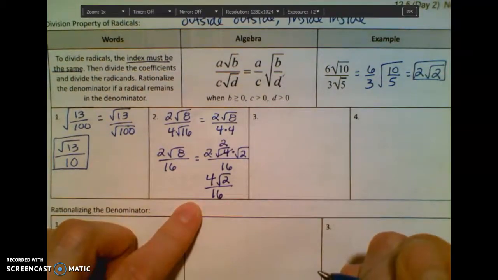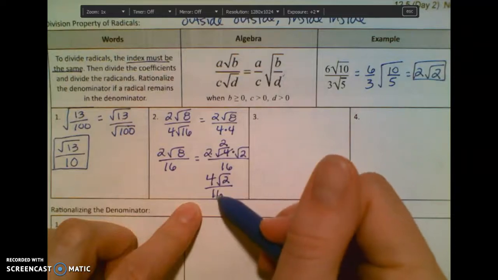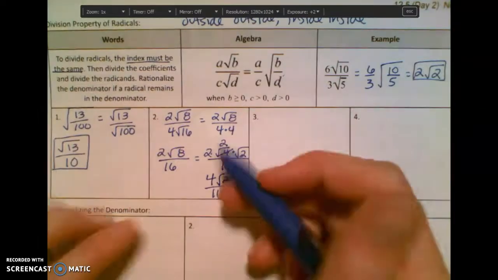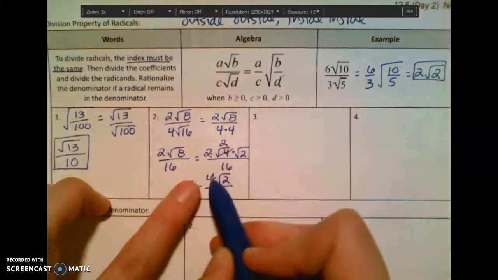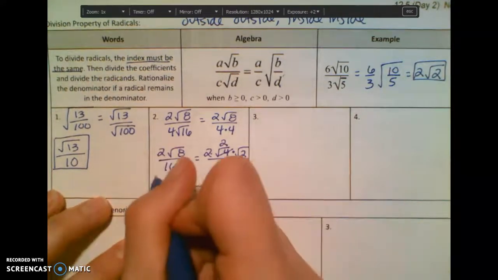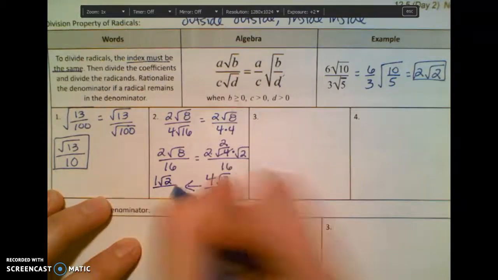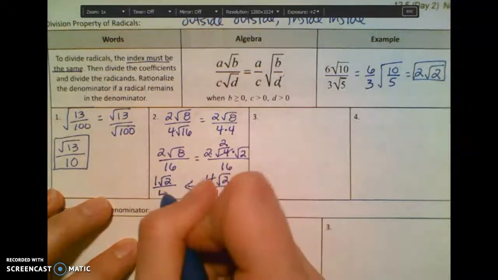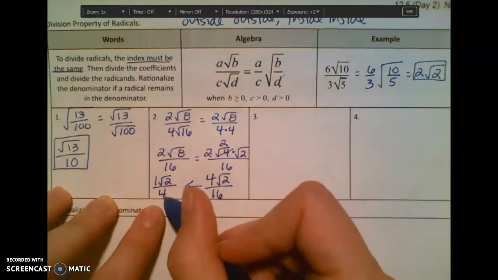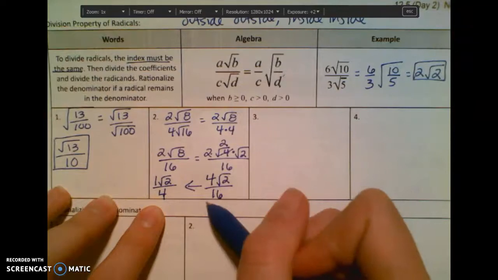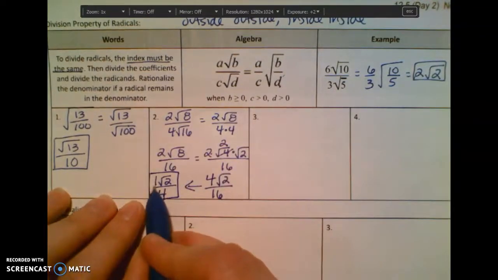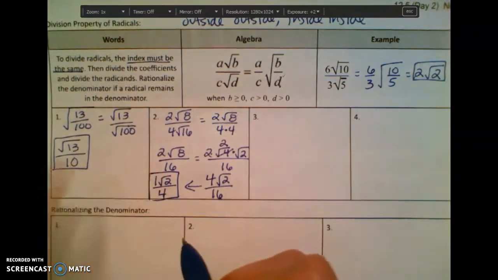We're not quite done yet. We always need to check our outside, outside, because those can be reduced further. And I really should have written this over here. So we're going to go this way. 4 and 16, I can reduce that with a 4. So 4 divided by 4 is 1, and I still have a root 2 on the top. And then 16 divided by 4 is 4. Another way to think about it, 4 over 16 is 1/4. So you always need to check those outside numbers and make sure you reduce them all the way. And of course, you don't have to write that 1 there. You could just write root 2 over 4.